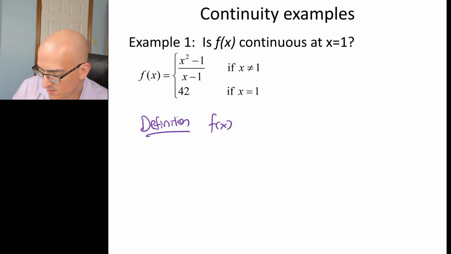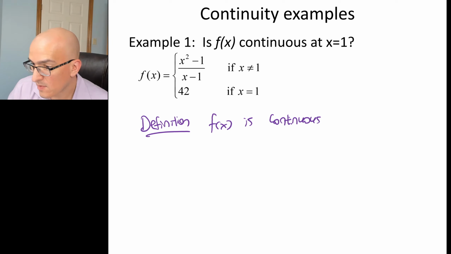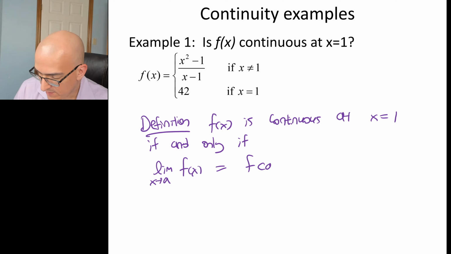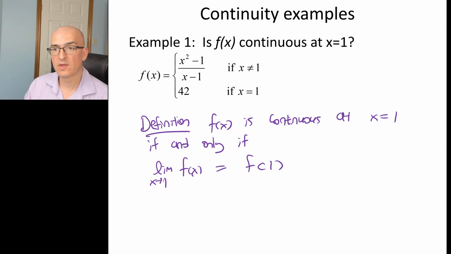F of x is continuous at x equals 1 if and only if the limit as x approaches a of f of x equals f of a. Now I'm going to replace the a with a 1 since the question gave us a particular number. So the limit as x approaches 1 of f of x is equal to f of 1. And then answer the question.